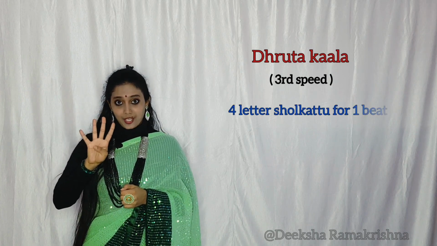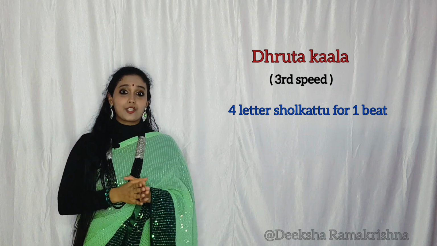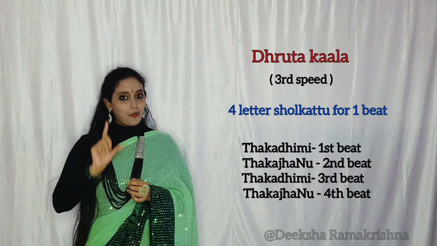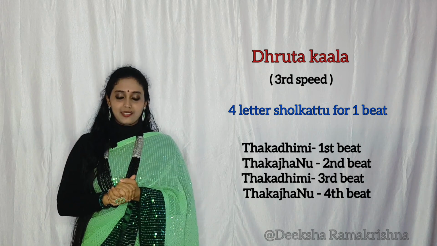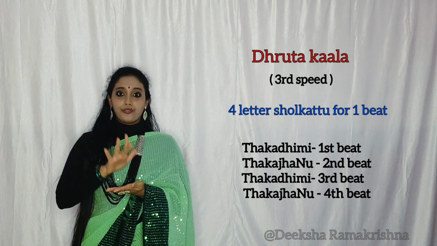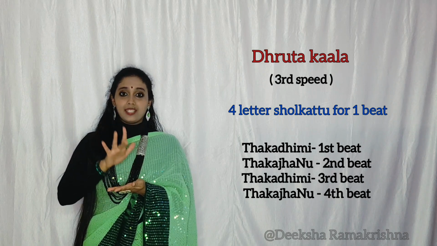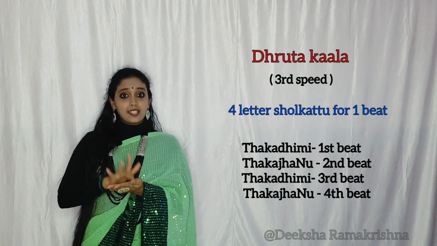Third speed, or Dhruta Kaala. In this, we will have to say 4 letters of Sholkattu for 1 beat. That is, if you consider the example of Takadhimi Takachanu again, we will sing the entire Takadhimi for 1 beat and the entire Takachanu for the second beat. So let's sing it together. 1, 2, 3, 4. Takka dhimmi, takka jhonnu, takka dhimmi, takka jhonnu.